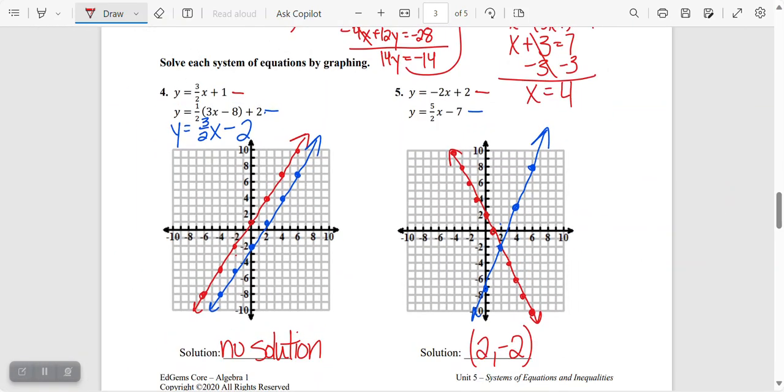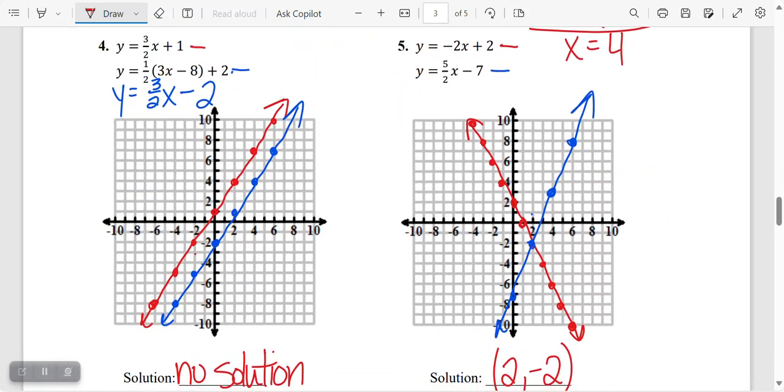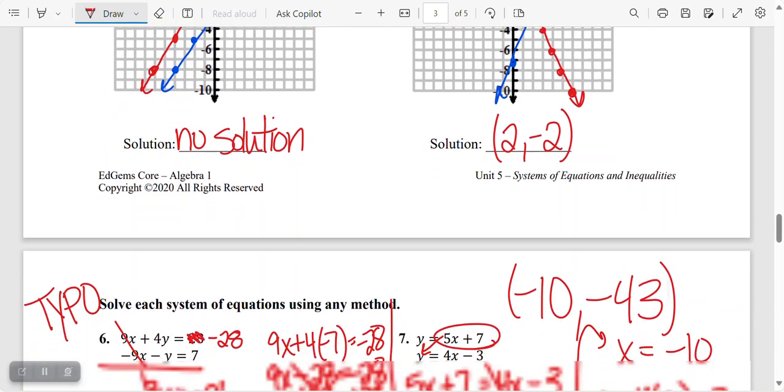For number 5, we didn't have to do any kind of rearranging. You see that they do have different slopes, so they should intersect, and they intersect at 2, -2.